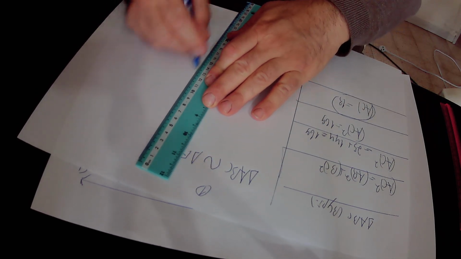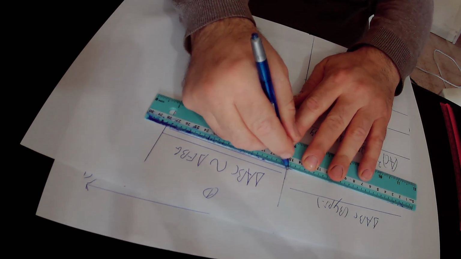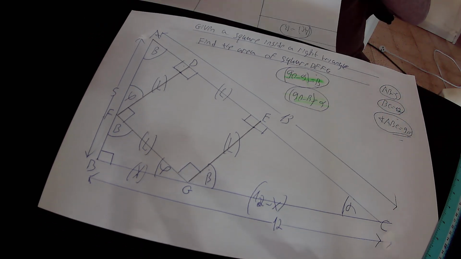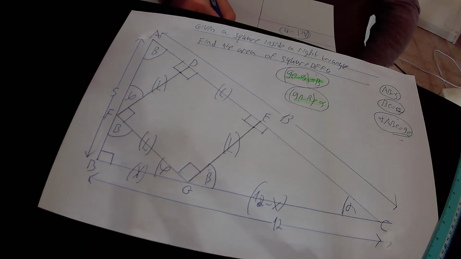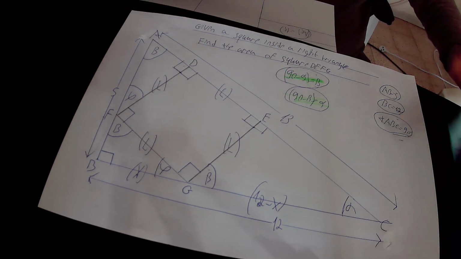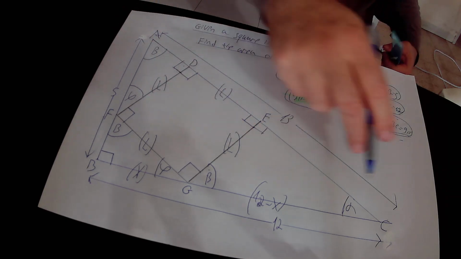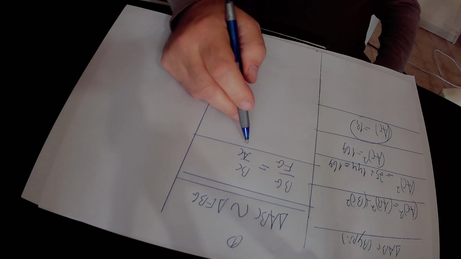And from the fact that the 2 right triangles are similar to each other, we derive that the following relationship exists between their sides. We derive that BG over FG in the small right triangle FBG is equal to BC over AC in the big right triangle, triangle ABC. I repeat again, BG over FG equals BC over AC.